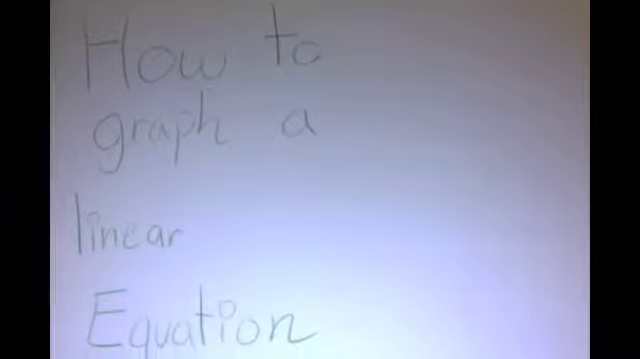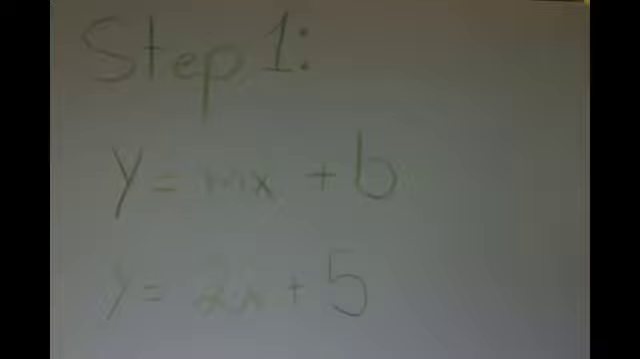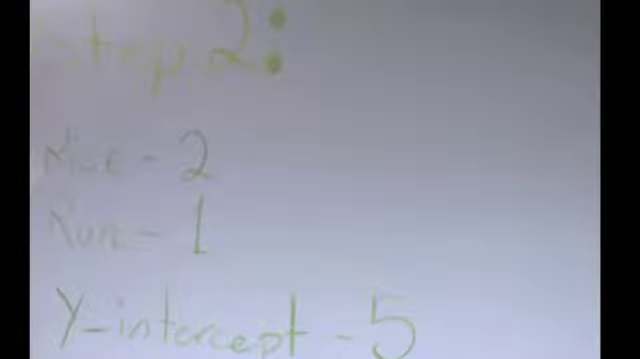Our next topic is going to be how to graph a linear equation. Step 1 would be to write down the equation itself, and if it helps, write down the base, which is y equals mx plus b. Step 2 is to find the rise over run and the y-intercept. In this case, m, or 2, represents rise over run, and b, or 5, represents the y-intercept.